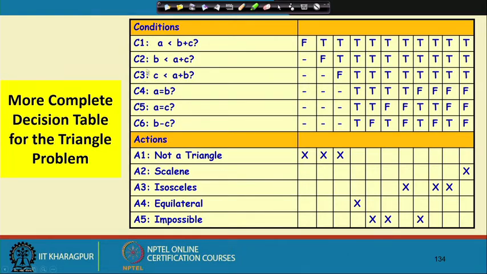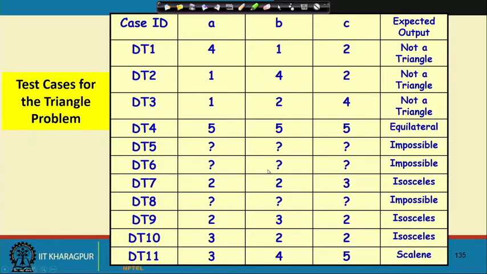And we represent the C1, C2, C3, which help us form a more concrete decision table, and this will become easier to translate into test cases. If any of these is false, C1, C2, C3, we just write not a triangle. So, compared to our previous decision table, this is a more complete decision table, because it helps us to easily define the test cases. Based on that decision table, we can form the test cases, give the values, and write the expected output, and each of these is a test case, and we get 11 test cases.